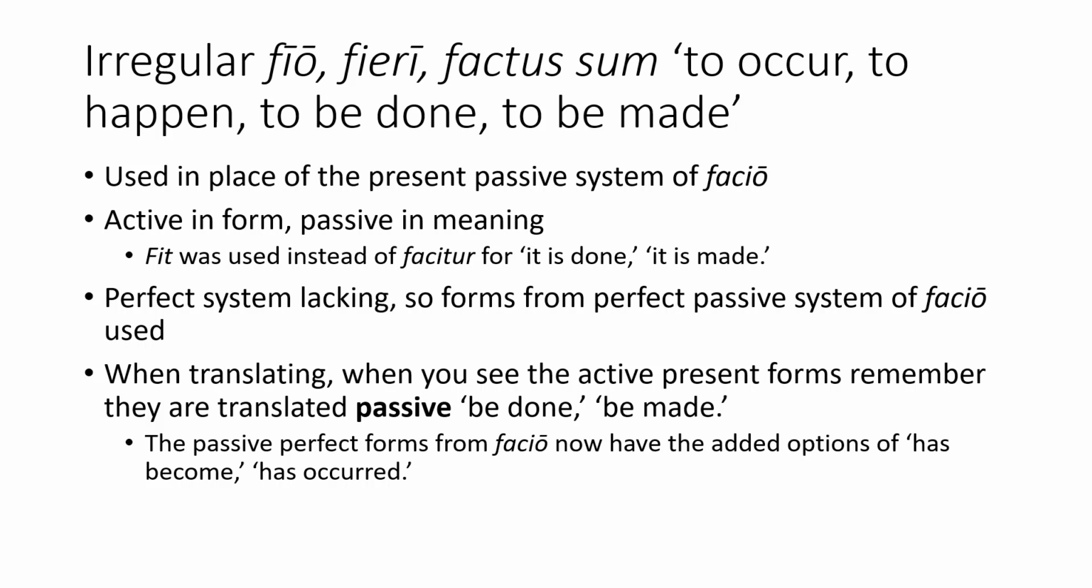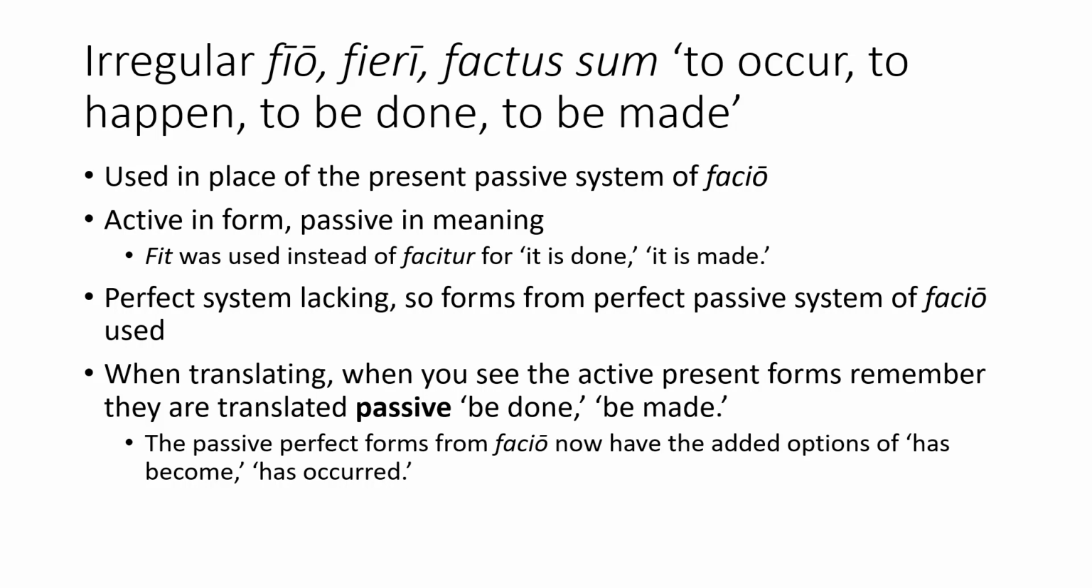This means that fit, the third person singular present active indicative, is used more often than fit, the third person singular present passive indicative of facio, to mean it is done or it is made. It does not have its own perfect system, but instead uses the perfect passive forms of facio. When translating, when you see these active forms, remember that they are translated as passive, and that the passive perfect forms of facio can now also mean has become or has occurred.